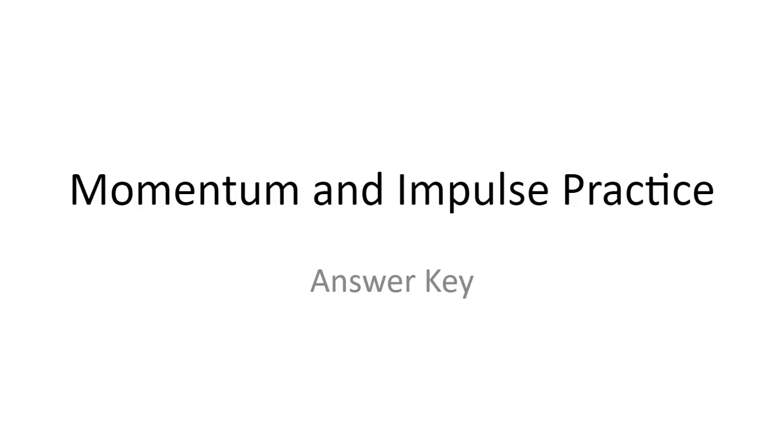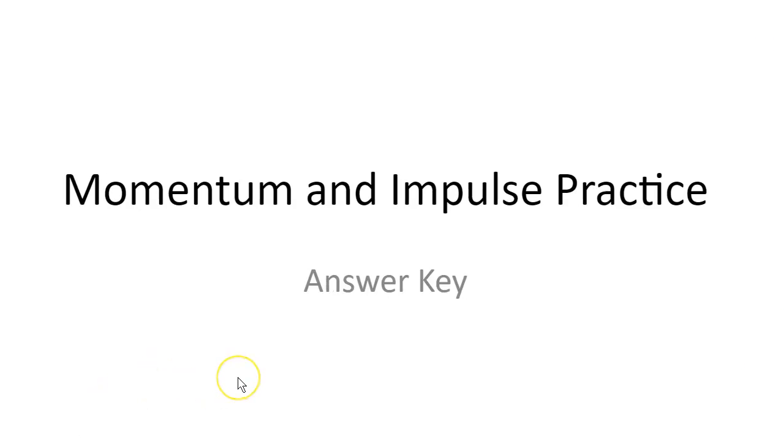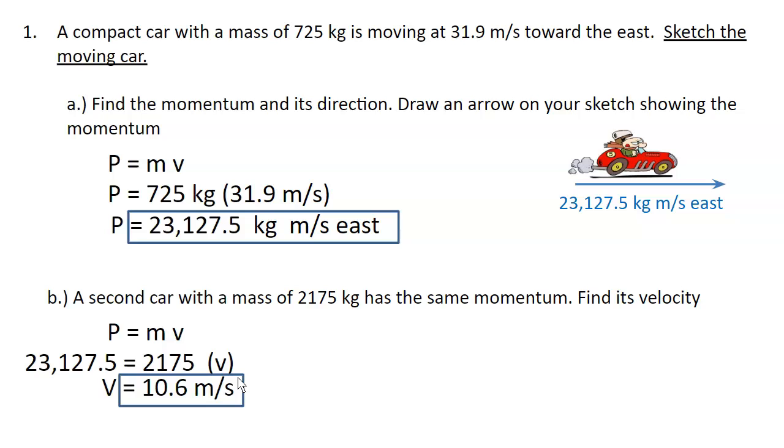Let's go over the answers to the momentum and impulse practice worksheet. A compact car with a mass of 725 kilograms is moving at 31.9 meters per second towards the east. Sketch the moving car. So here's the moving car. It's going to the east, so I drew an arrow going forwards or to the right. They want to know the momentum.